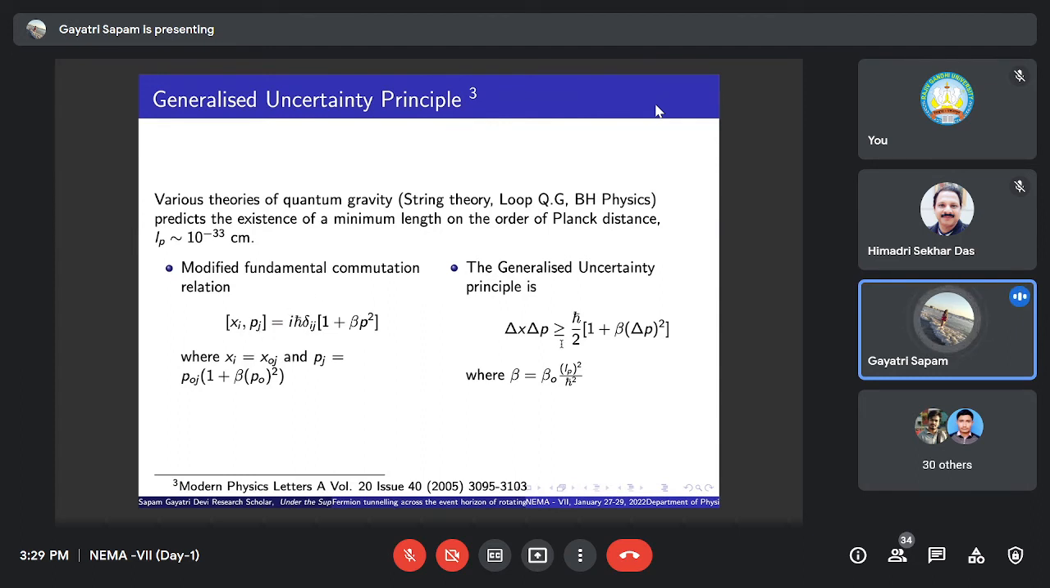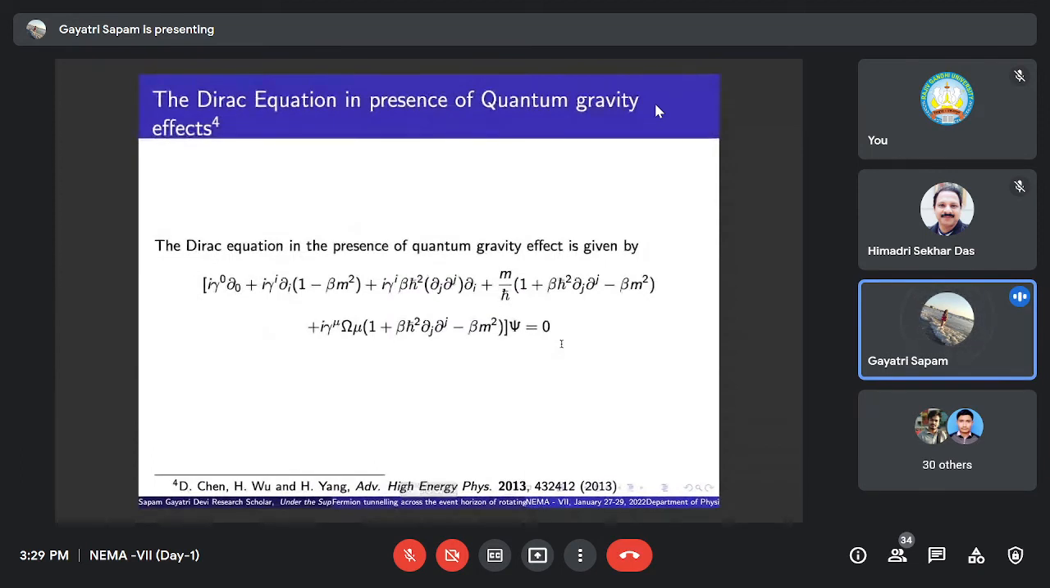By using the generalized uncertainty principle, we will use a field equation for the tunneling particle. The particle that I consider here is a fermion. For a fermion, I use the Dirac equation, but the Dirac equation gets modified when we take into account the quantum gravity effect. So this is the generalized Dirac equation. The aim of our paper is to solve this equation for the fermion particle that tunnels through the rotating BTZ black hole.